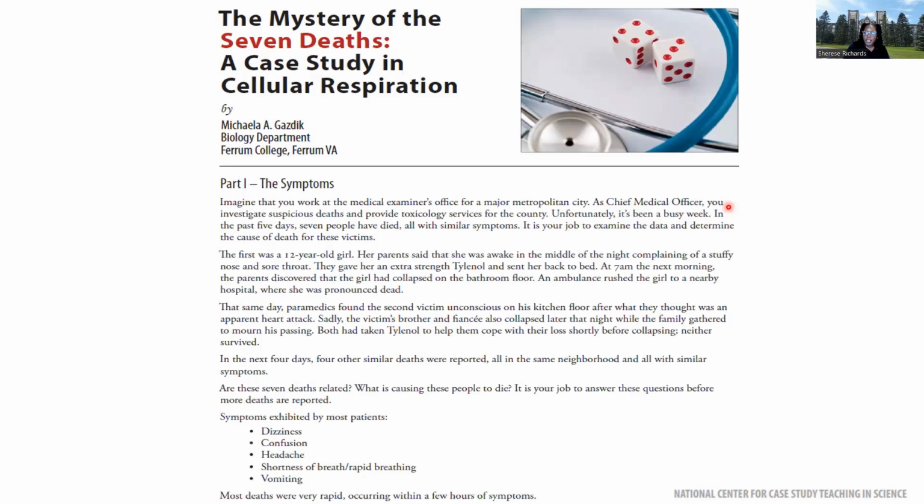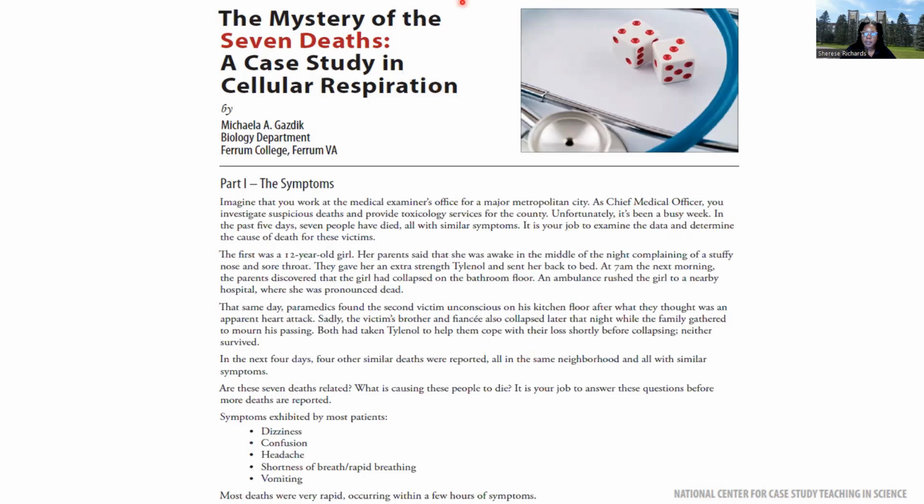That same day, paramedics found the second victim unconscious on his kitchen floor after what they thought was an apparent heart attack. Sadly, the victim's brother and fiance also collapsed later that night while the family gathered to mourn his passing. Both had taken Tylenol to help them cope with their loss shortly before collapsing, and neither survived. Now, in the next 4 days, 4 other similar deaths were reported, all in the same neighborhood and all with similar symptoms. Are these 7 deaths related? What is causing these people to die? It is your job to answer these questions before more deaths are reported, okay?